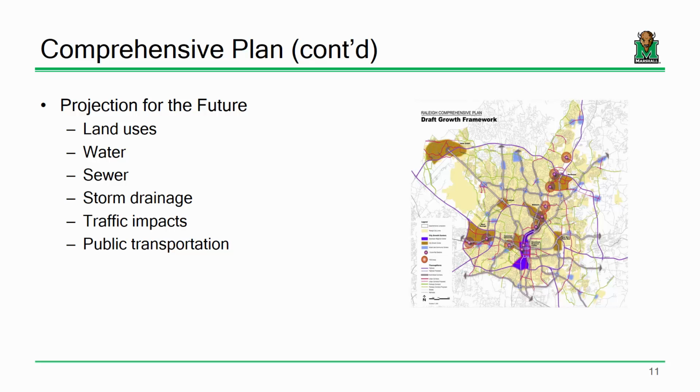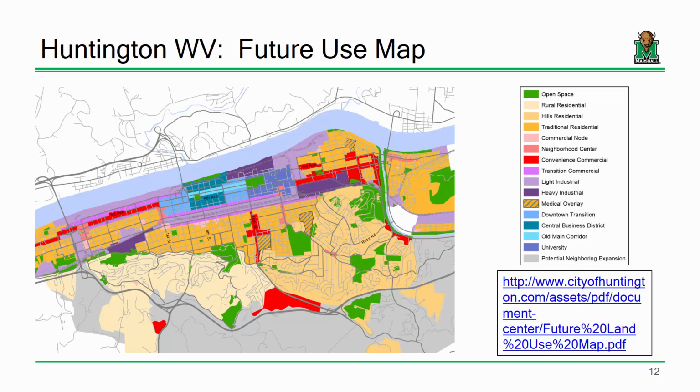So in addition, you'll see projection for the future for things like land uses, water, sewer, storm drainage. This is the comprehensive draft growth for Raleigh, North Carolina. So something similar, something should be somewhat familiar. This is Huntington, West Virginia's future use map.